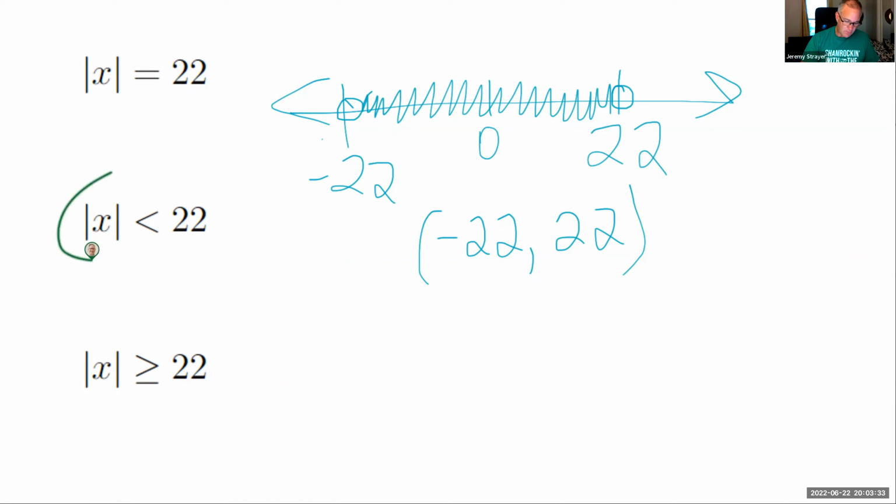What about this one? The absolute value of x has to be bigger than or equal to 22. So we could check again, does 22 work? The absolute value of 22, that's 22.